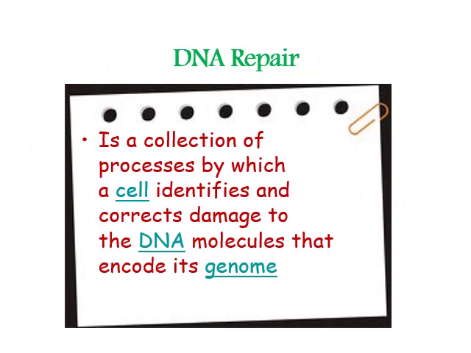DNA repair is a collection of the processes by which a cell identifies and corrects the damage to the DNA molecules that encode its genome. يعني معناتها هي مجموعة من العمليات التي بواسطتها الخلية تشخص وتصحح الأخطاء الحاصلة بالDNA أو الجينوم. نقصد بالجينوم هي مجموعة من الكروموسومات الموجودة في كل خلية سواء كانت جسمية أو جنسية.